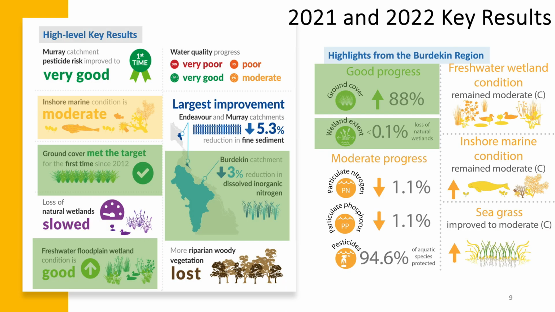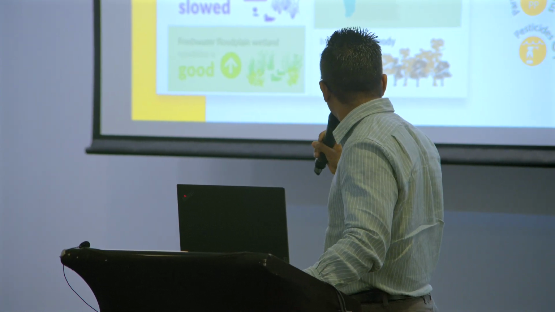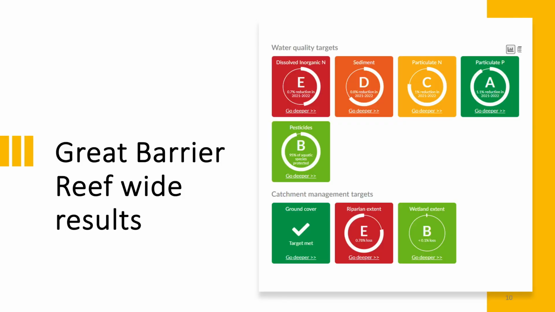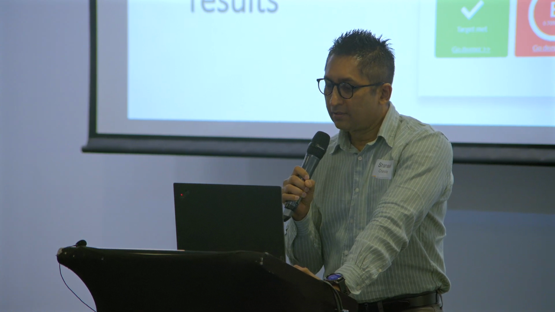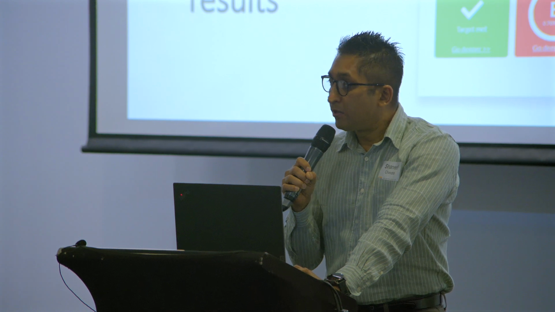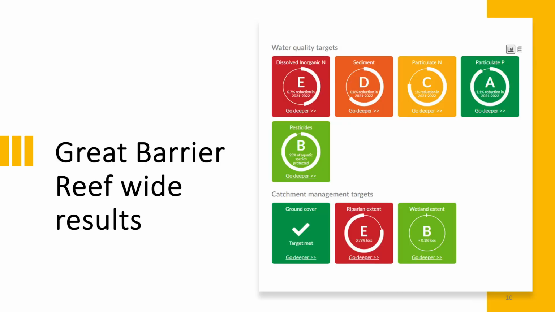More specific to our region in here, we've got some good news stories here. Obviously, the ground cover has gone up by 88%, which is great and extremely pleasing. The loss of natural wetlands has been reduced to less than 0.1%, which is quite good as well. Here, we're talking about the whole of the Great Barrier Reef. So we're making good progress in areas like reducing particulate phosphorus, meeting ground cover, extent of wetlands, and reducing pesticide use. But of course, more work remains, as is evidenced by the yellows and the reds.